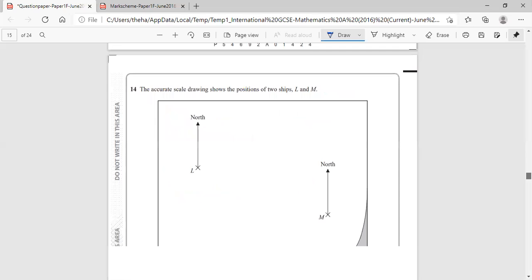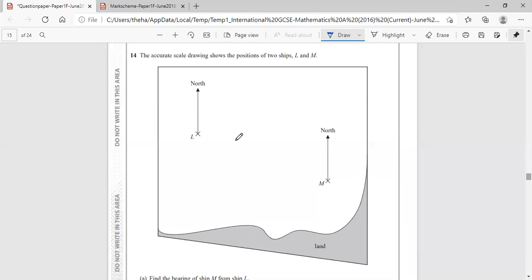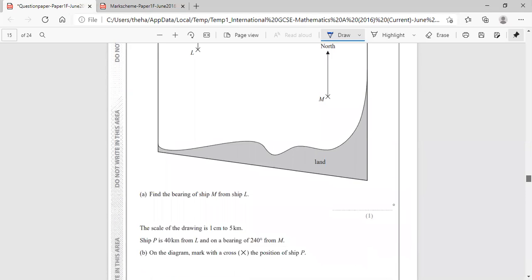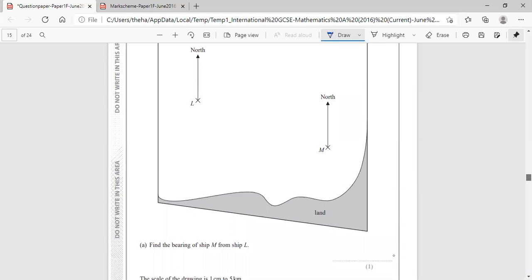All right, question 14. This one's going to be difficult because it's a bearings one, but let's go ahead. So the accurate scale drawing shows the position of 2 ships, L and M. So there we've got 2 ships. Find the bearing of ship M from ship L. So we're looking at this angle here. We can see that it's more than 90 degrees.